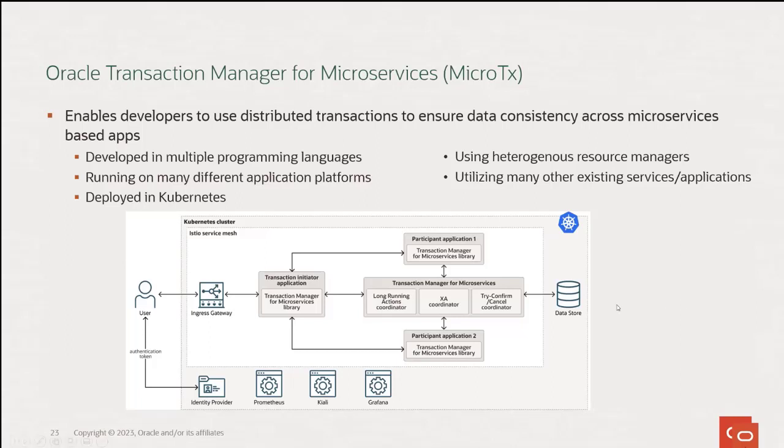So if we see in the middle here, we've got the coordinator itself, we've got the participating applications, you've got the data store for the transaction log that the coordinator needs to maintain. Typically then, if this is in Kubernetes, you're going to have an ingress gateway. You have some application that acts as the transaction initiator, and it makes use of our libraries to be able to interact with the coordinator and be able to interact with the participants.